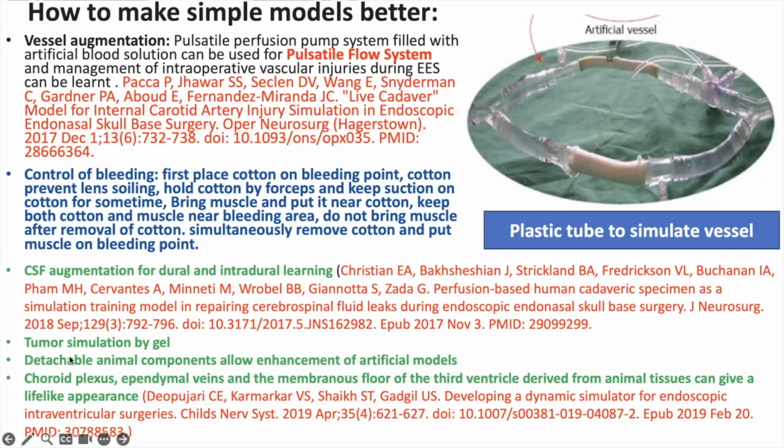One can use detachable animal components which allow enhancement of the artificial model. One can use choroid plexus, ependymal vein, and the membrane of the floor of the third ventricle, which can be derived from the animal tissue and which can give rise to a lifelike appearance.